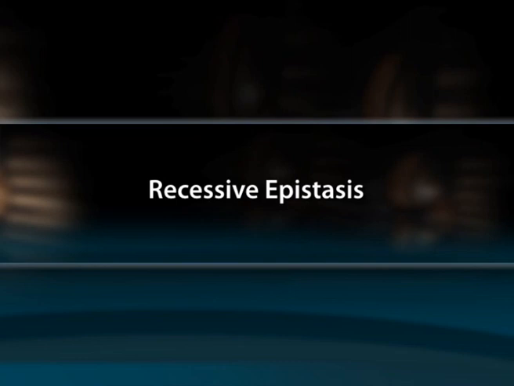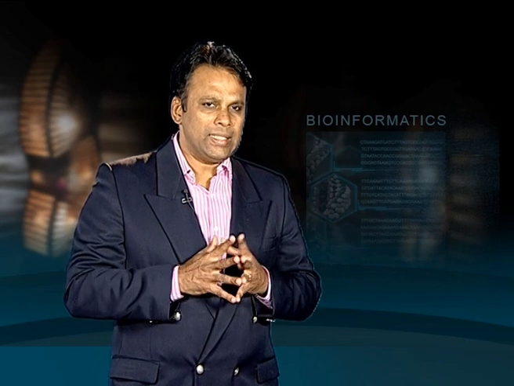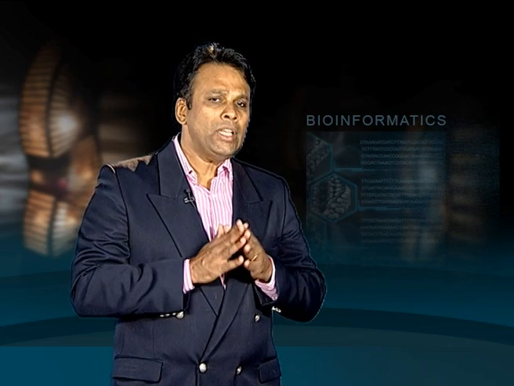Now, let us see about recessive epistasis. In recessive epistasis, the recessive alleles of one gene locus, small a, mask the action or phenotypic expression of alleles of another gene locus, wherein the genotype can be capital B capital B, capital B small b, or small b small b. The alleles of the capital B locus express themselves only when the epistatic locus has the dominant alleles, capital A capital A or capital A small a. Due to recessive epistasis, the 9:3:3:1 phenotypic ratio becomes modified into 9:3:4.